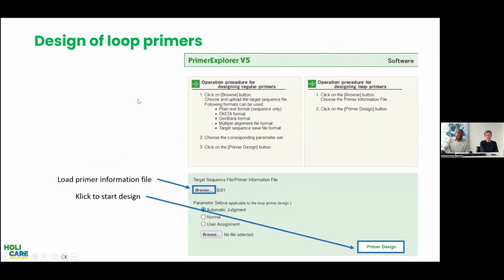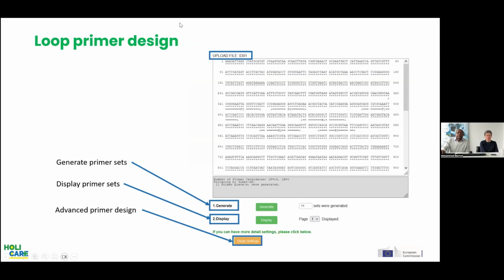Now let's go to the design of loop primer. And as I mentioned, you need that primer information file. Again, you start with the same window, the same screen, pressing browse, but instead of loading a sequence, this time you load that file generated from Primer Explorer, and you press on Primer Design. The view is now a little bit different this time. You have your sequence there. This time the primer information file name is displayed.